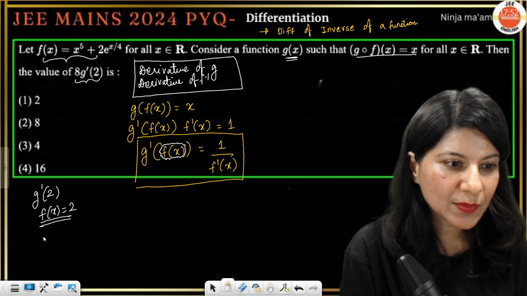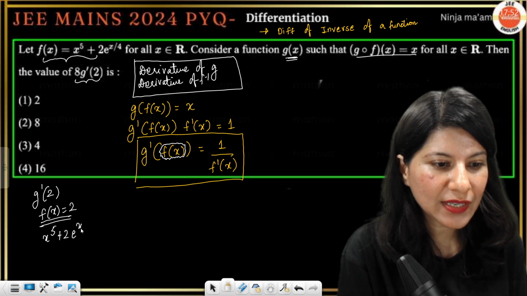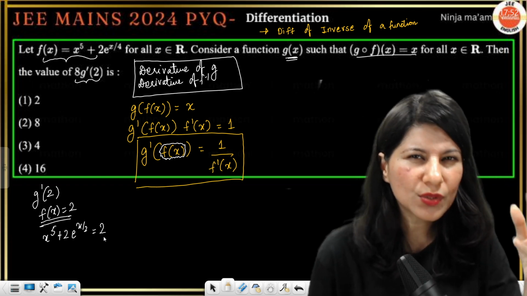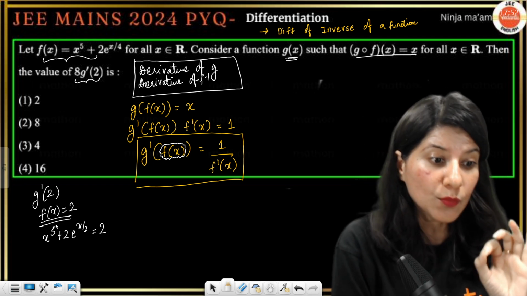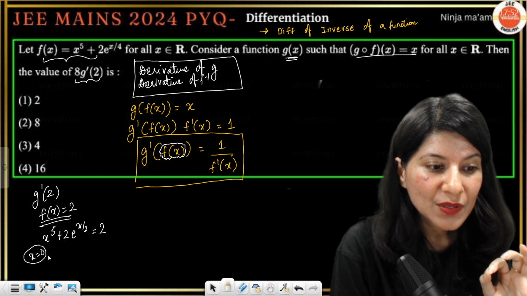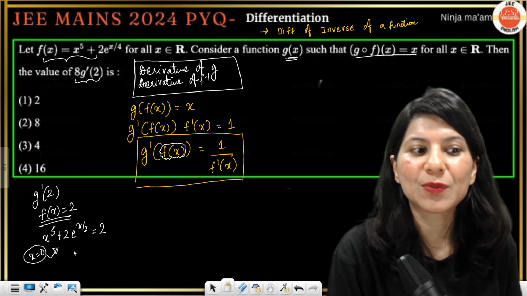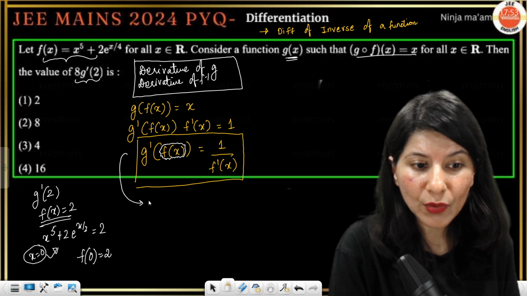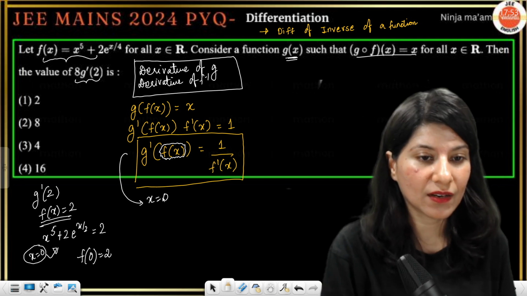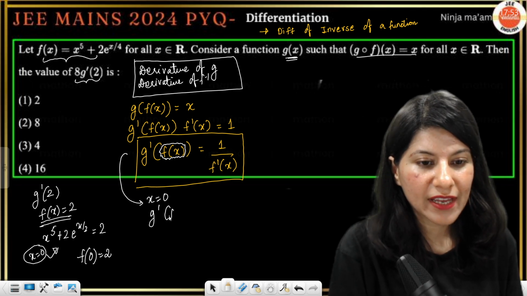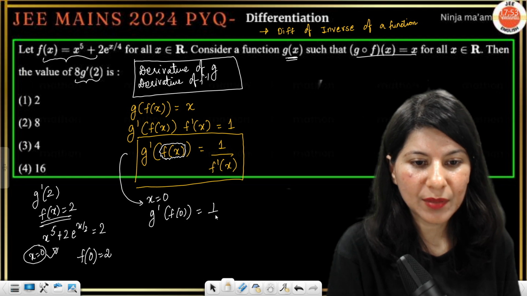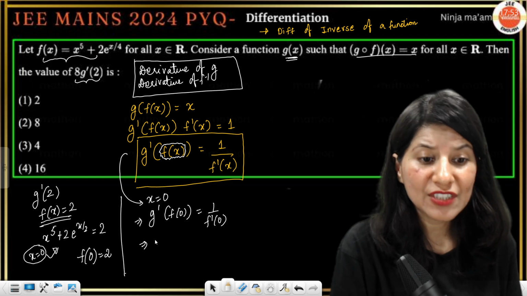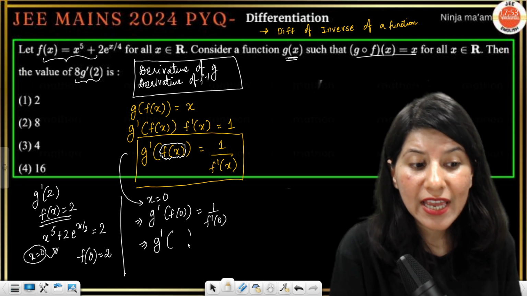So x raised to power 5 plus 2 e raised to power x by 2 should be equal to 2. Now it is very obvious just by hit and trial. Put x equals 0: 1 plus 1 minus 1. The moment you put x equals 0, you get left hand side equals 2. That means f(0) will give you 2. What does that mean? That in here you have to put x equals 0 everywhere. g'(f(0)), correct, is equal to 1 upon f'(0). And g'(f(0)) is g'(2).